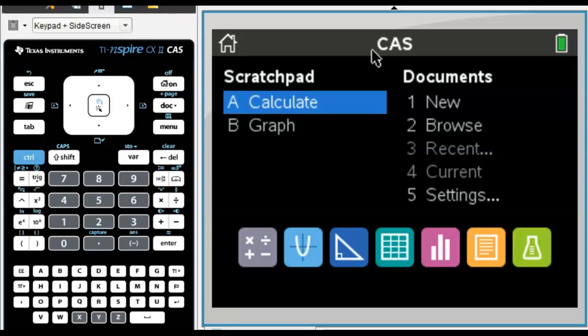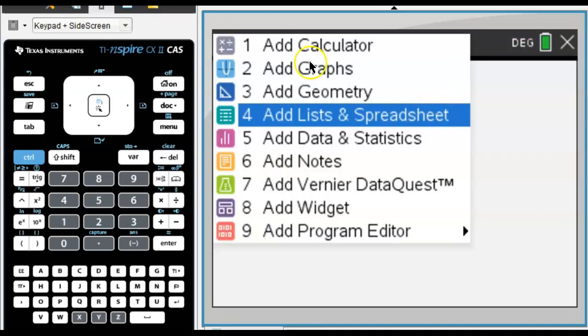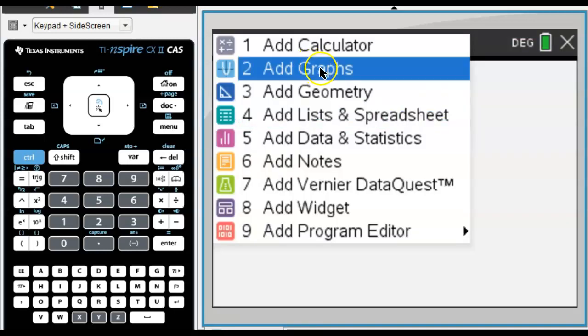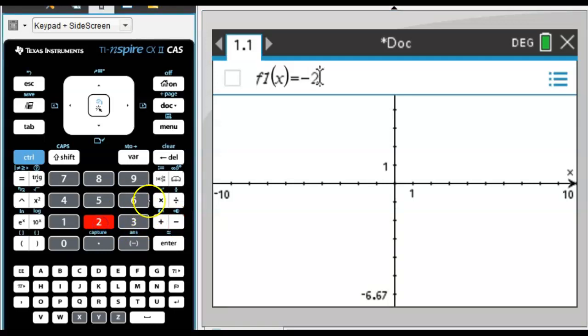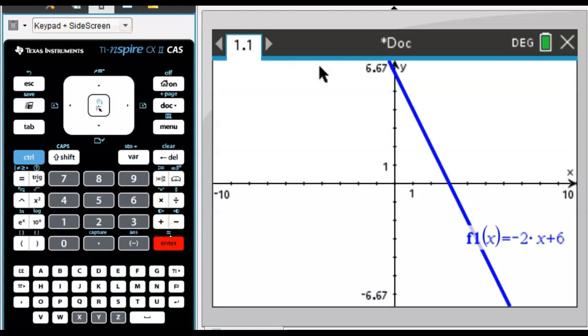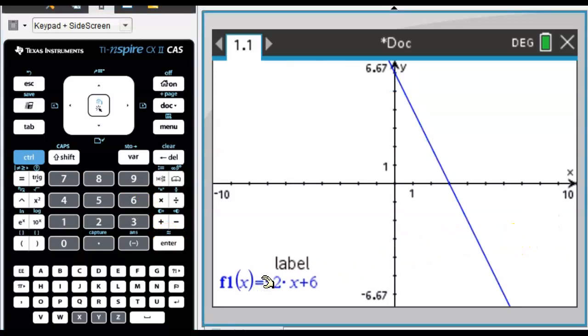Right, so we're going to start a new document and enter a graphing page. The first equation is y equals minus 2x plus 6, which is already in the form y equals mx plus c, so we don't have to make any changes to the input. So I'm just going to type in minus 2 times x plus 6 and enter. And that sketches the graph of minus 2x plus 6. I'm just going to move this label to the side.